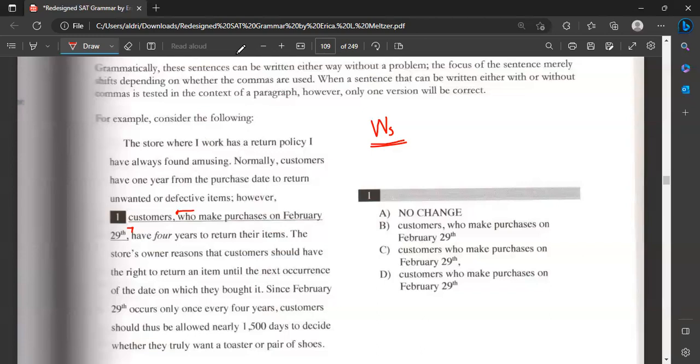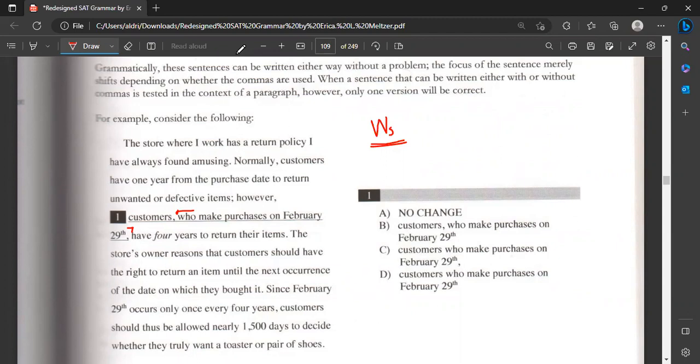Jerome, you want to say something? No, sir. Okay, what I want to say is, have you guys noticed that if we take away who makes purchases on February 29th, it means we're talking about customers in general? That's what I said. Yeah, exactly. So just like Audin said, right?